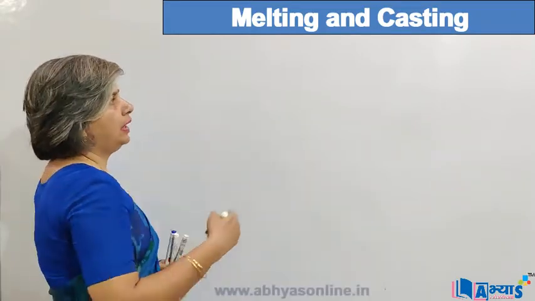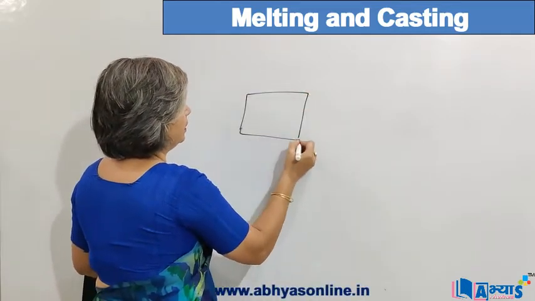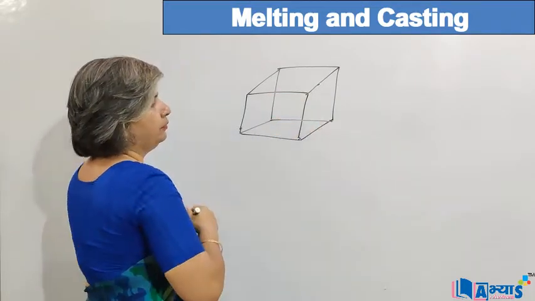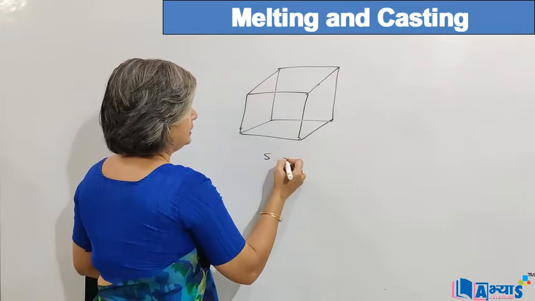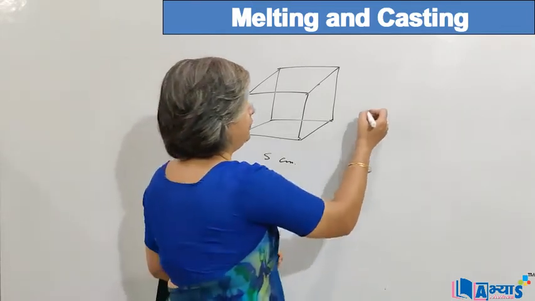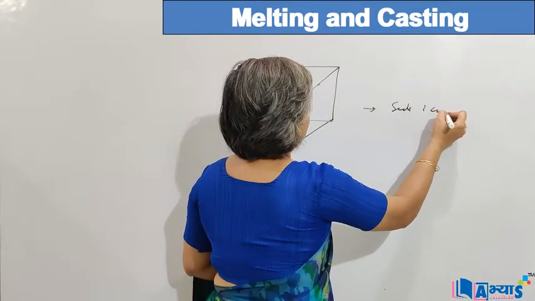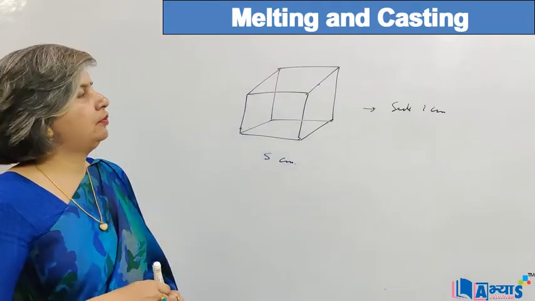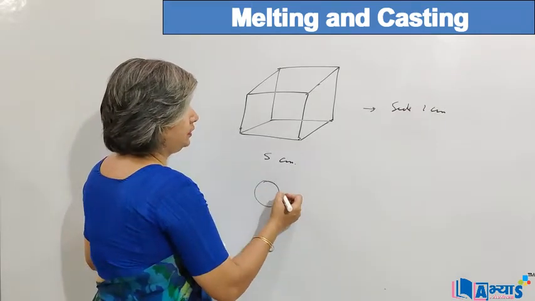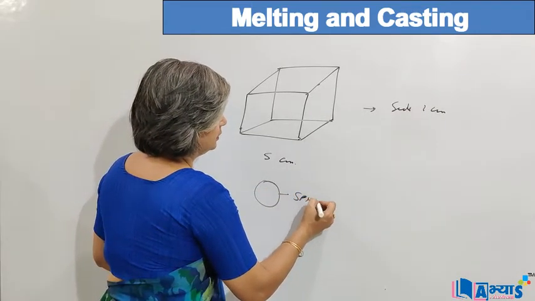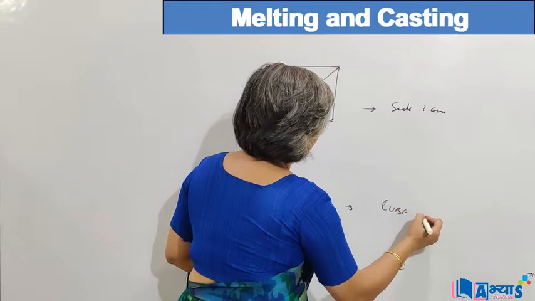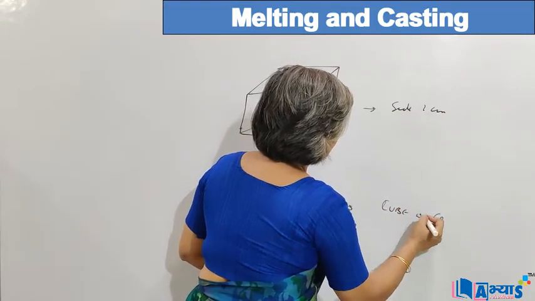Suppose we are given a cube of side s centimeter, and it is being melted and recasted into cubes of side 1 centimeter, and we are supposed to find the number of cubes formed. There can be certain other situations. Suppose we have a sphere, we are melting it and recasting it into another shape, maybe a cube or a cuboid or any figure.